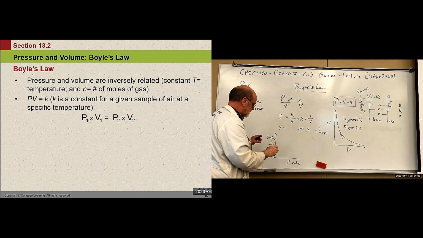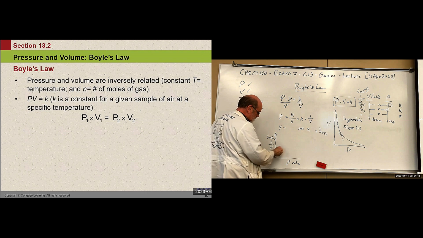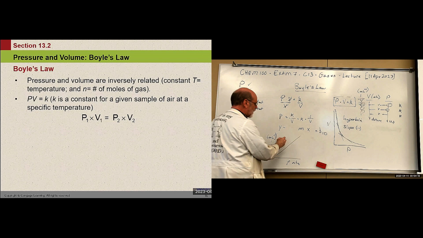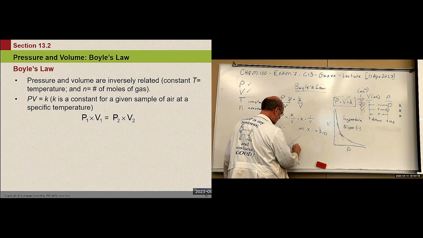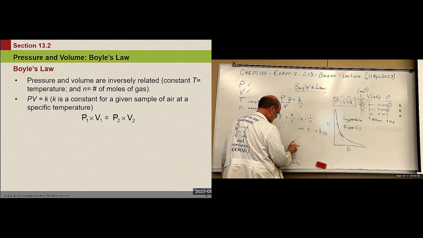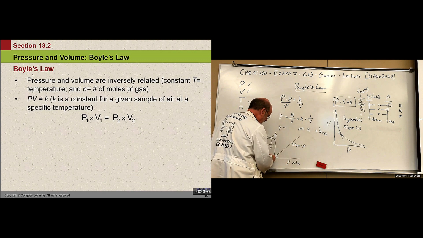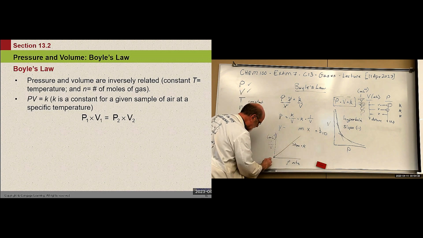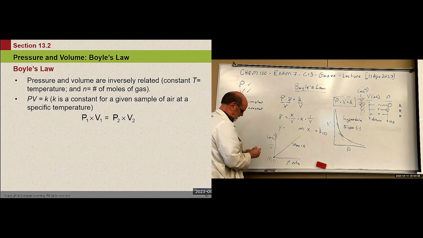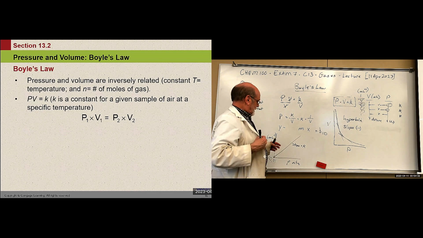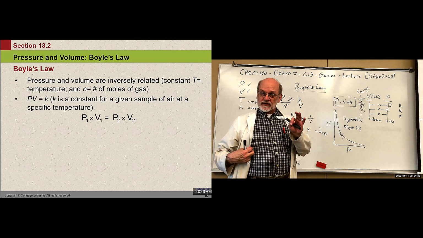Now when you plot it, you get a straight line. And the slope is equal to K. And the y-intercept is equal to 0, 0. Well, that's the origin. That's how you get a straight line out of Boyle's law.